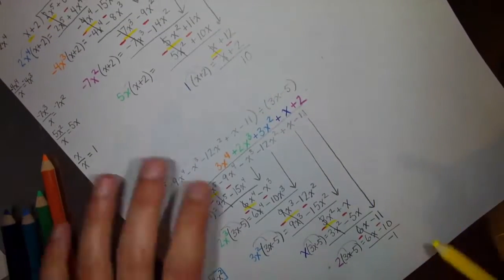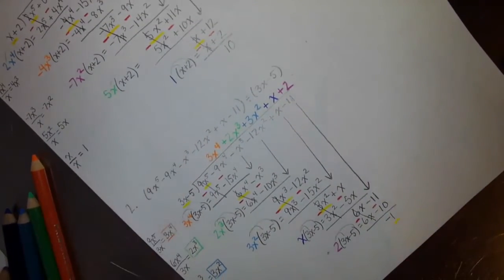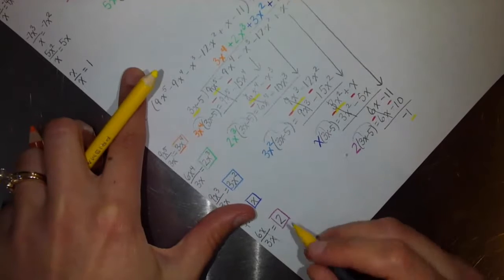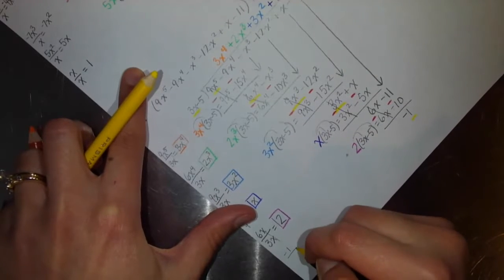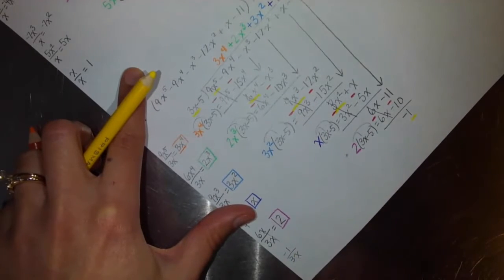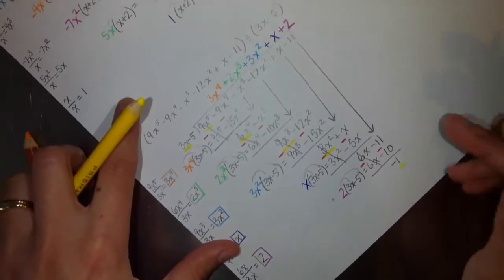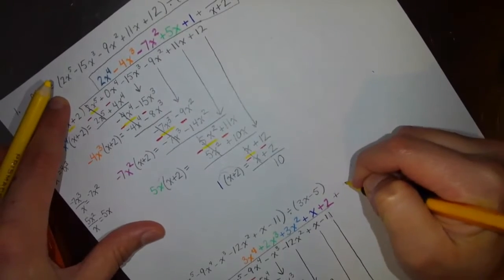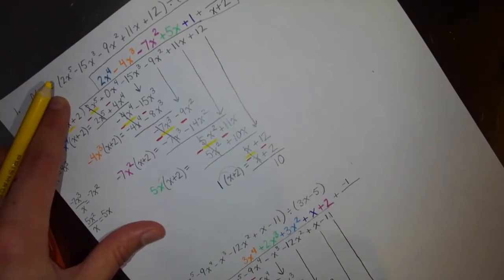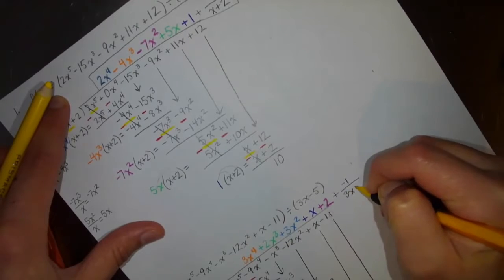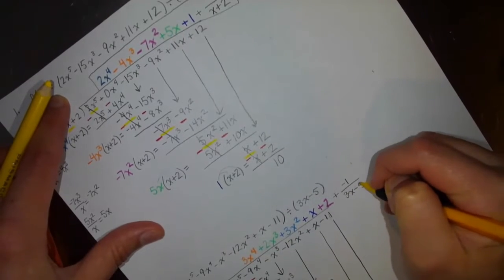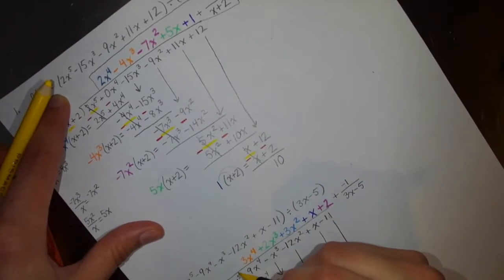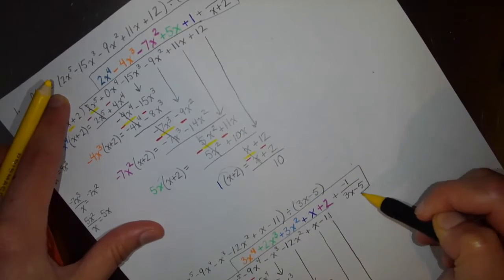So the reason why we would stop here, because if I go off to the side and do negative 1 divided by 3x, I cannot further reduce that at all. So that's why this is our remainder, and I would write that as the remainder of negative 1 over what I'm dividing by, 3x minus 5. And there is our answer.